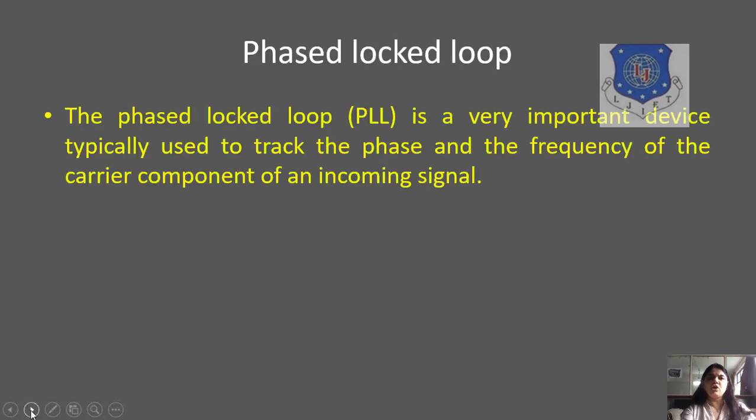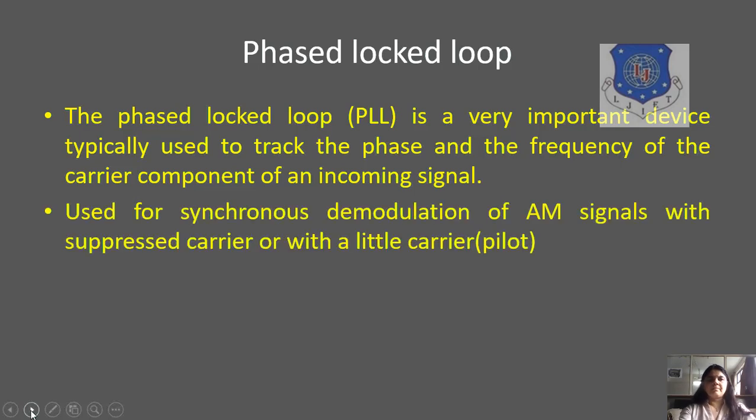What is a phase lock loop? It is a very important device that is used for tracking the phase and frequency of the carrier component of an incoming signal. It is also used for synchronous demodulation of AM signals with suppressed carrier or with a little carrier, that's a pilot carrier. It is also used in case of the analog and digital component.